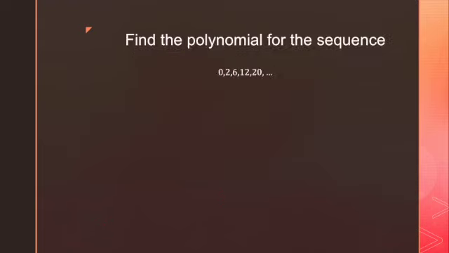So let's find the polynomial for this sequence. The first thing I need to do is figure out what degree the polynomial is going to be. So the differences here are 2, 4, 6, 8. The difference between all of these is 2. That's when I get to my constant. So this is going to be a degree 2 polynomial.